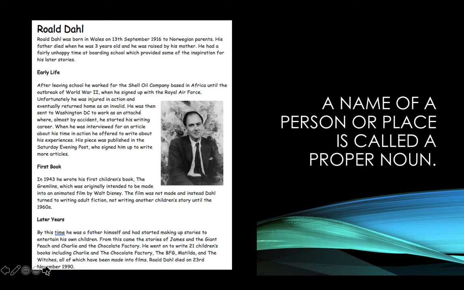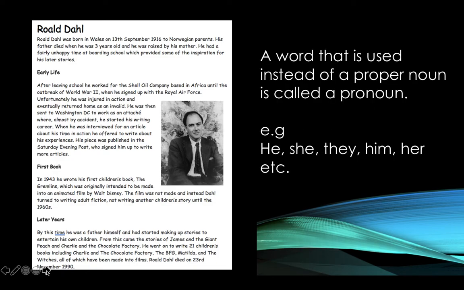So moving on. A pronoun is a word that is used instead of the proper noun. So instead of saying the name Roald Dahl over and over again, which is a bit repetitive, writers would use a pronoun instead, like he or she or they, or him or her or his. So if you pause it here, can you have a look at the pronouns that you can see in this biography?